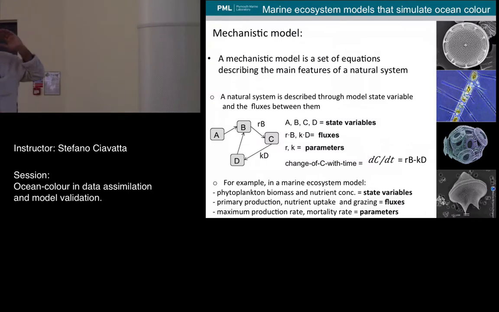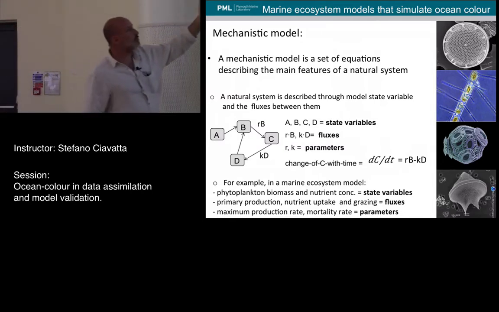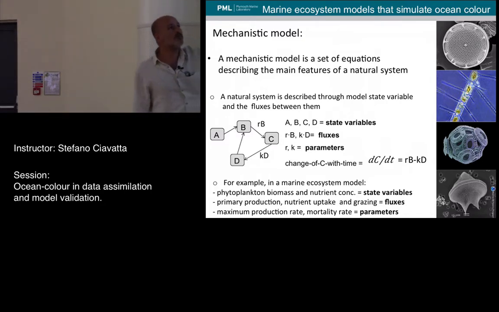And this is done by mechanistic models, in which you define a set of equations that describe the processes that are occurring in the ecosystem. So, in this kind of approach, we represent a natural system through model state variables, A, B, C, D, which are related by processes or fluxes. These fluxes can be parametrized through some model parameters.